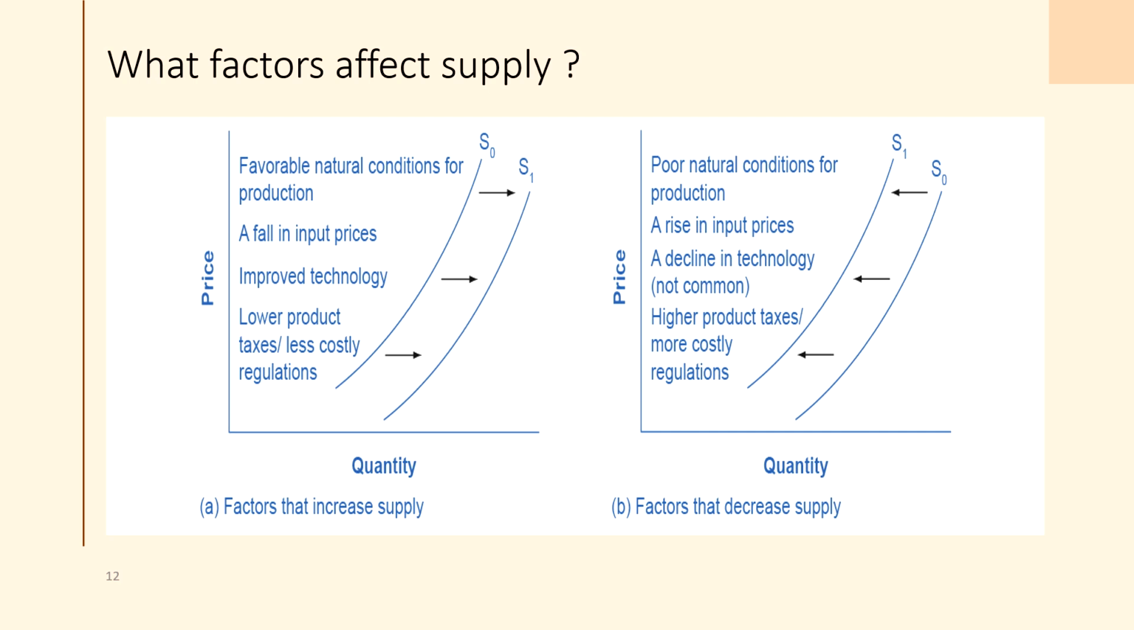Finally, government policies play a role. If taxes are lower or regulations become less costly, firms face fewer expenses, which encourages production and increases supply. On the right-hand side, we see the opposite situation.